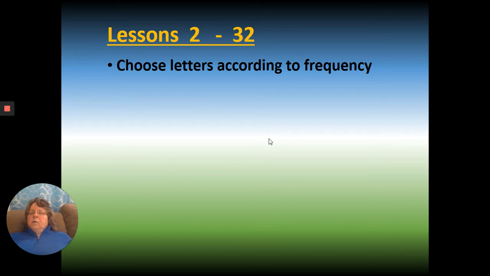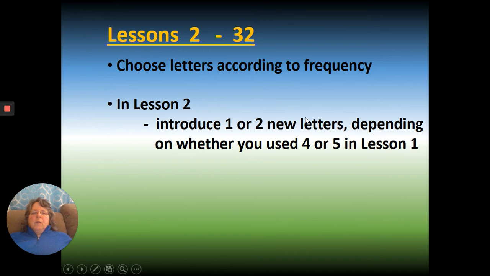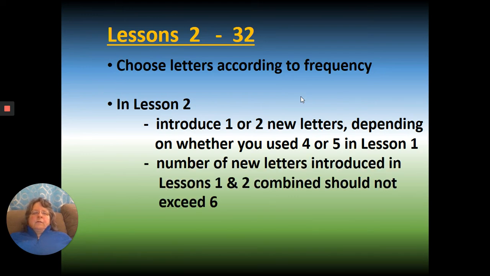So once you have lesson one completed and it's ready to go, then for lessons 2 to 32, for each lesson, you're going to choose letters according to the next letters in the letter frequency. But these may change around a little bit based on what picture words you're able to find. So, for example, in lesson two, we're going to introduce one or two new letters depending on whether you used four or five in lesson one. You want to try and keep the first two lessons introducing no more than six new letters. The number of new letters introduced in lessons one and two should not exceed six.